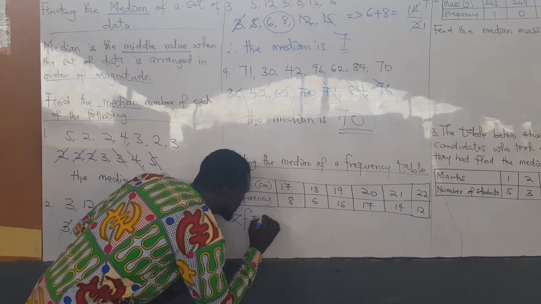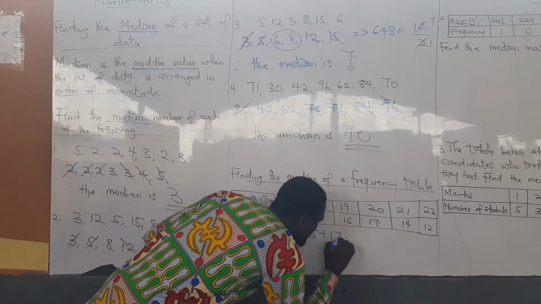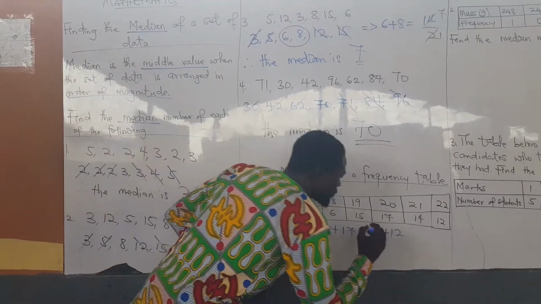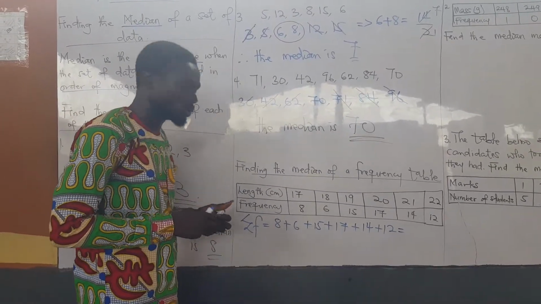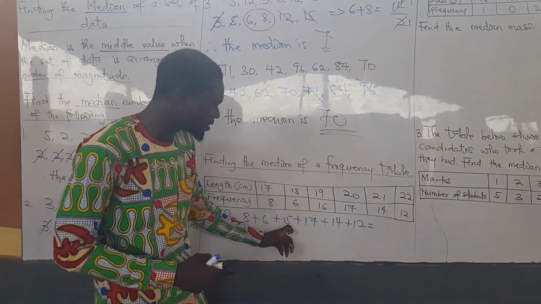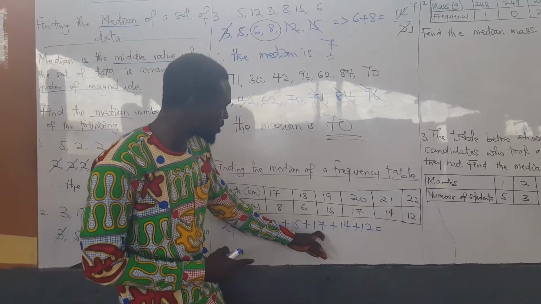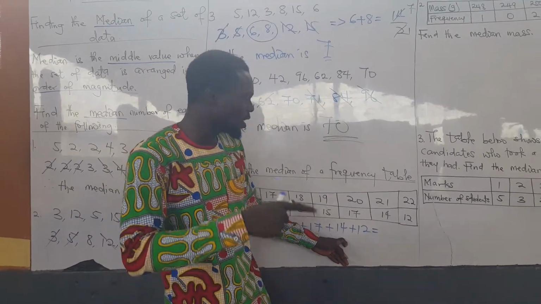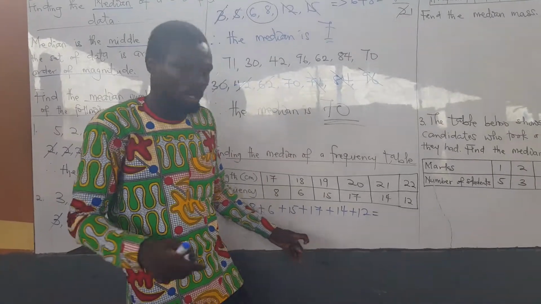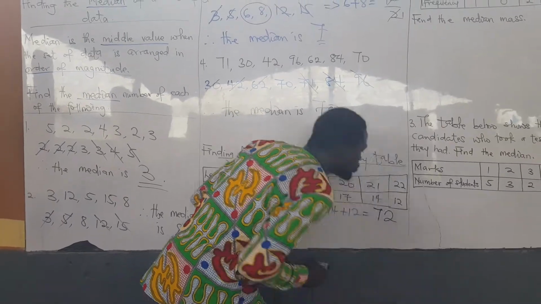So Sigma F, we are going to get 8 plus 6 plus 15 plus 17 plus 14 plus 12. All this is equal to what? This plus this will give you 14, plus this will give you 29, plus this will give you 46, plus this will give you 60, then plus this will give you 72. So Sigma F is equal to 72.